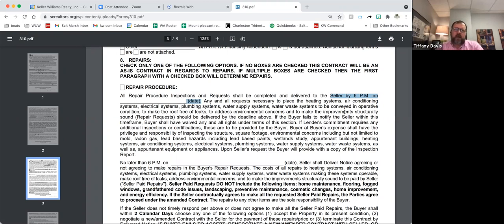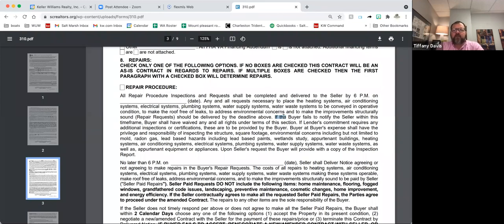Okay. Now, once we deliver this notice, we put them on notice. Now, continuing to go down the paragraph, if we as the buyer fail to notify the seller within the time frame, that means we've waived any and all rights under this section. If the lender's commitment requires any additional inspections or certification, these are to be provided by the buyer, which means you would do that if you're doing an FHA or VA.